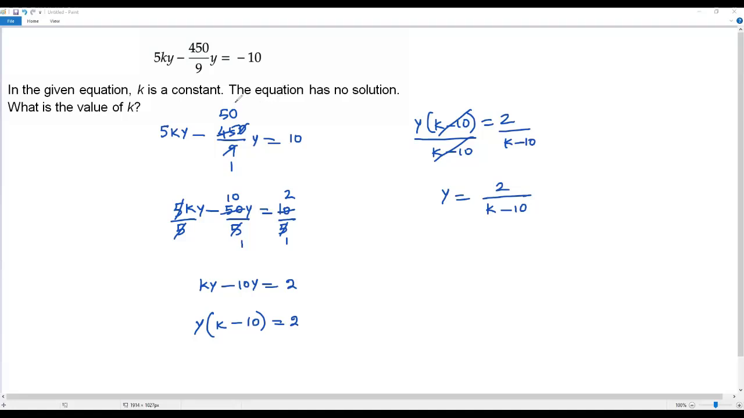So according to the information, the equation has no solution. That means we won't be getting any real value for y. Also, we have to find the value of k. So now in this equation, for what value of k do we not get any solution for y? If k equals 10, what will happen? If k equals 10, the denominator over here will become 0 because 10 minus 10 is 0. In any fraction, if the denominator is 0, then the value of the fraction is undefined. That is, the value of y is undefined. So if k equals 10, the value of y is undefined. If y is undefined, then the equation has no solution. So when the given equation has no solution, the value of k is 10.